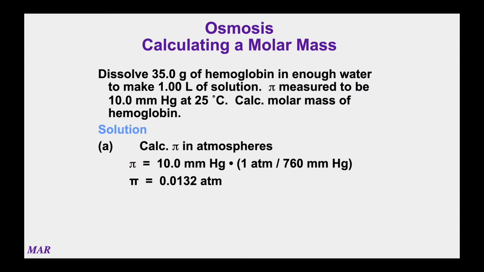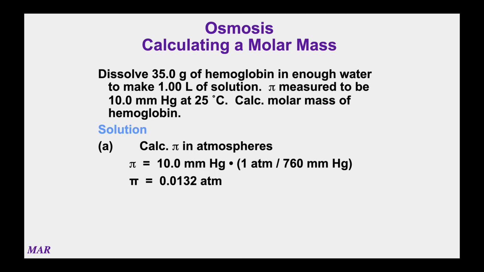Here's a question which uses osmosis to calculate a molar mass. So just like we saw freezing point and boiling point, you can calculate a molar mass through osmosis as well. It's usually used if you have a really big biomolecule. And in this example, we're going to calculate the molar mass of hemoglobin. Hemoglobin is one of these big organic molecules, which is just crazy.